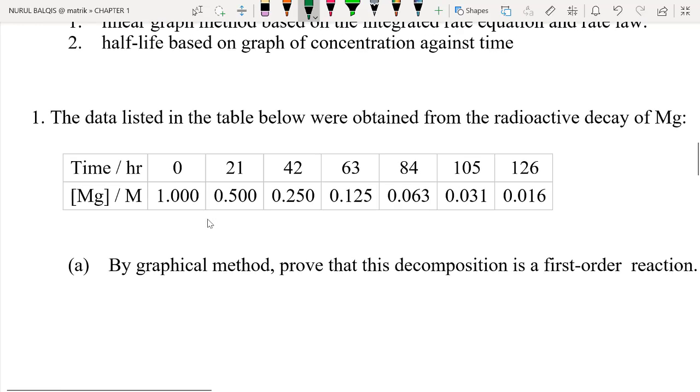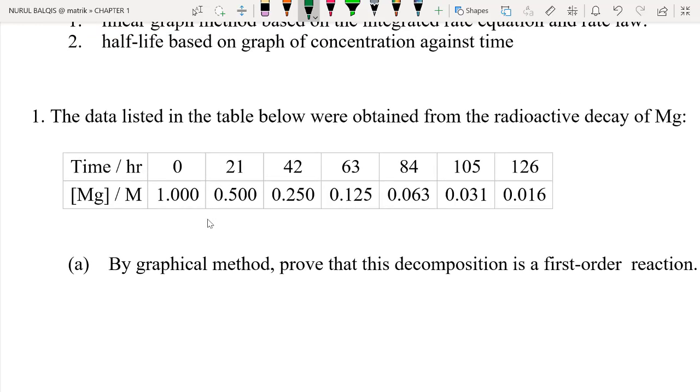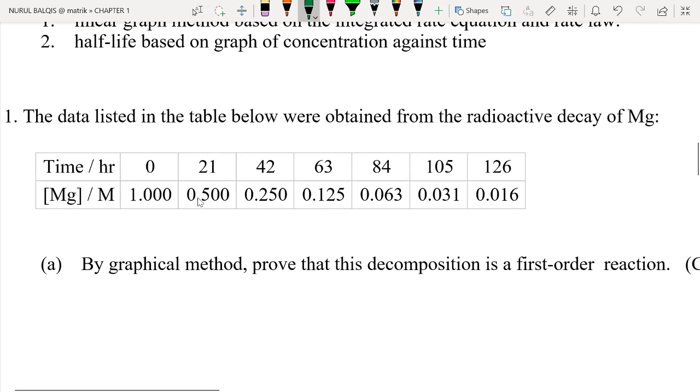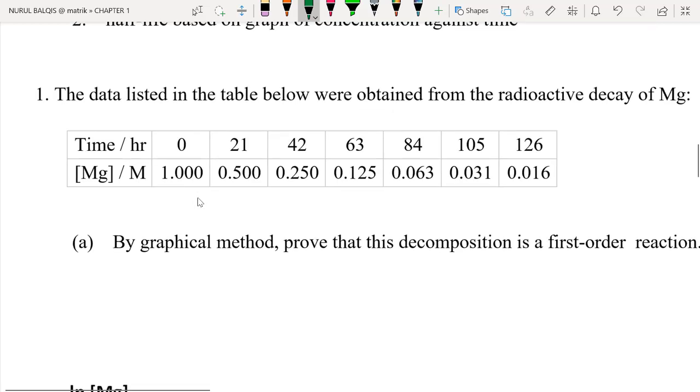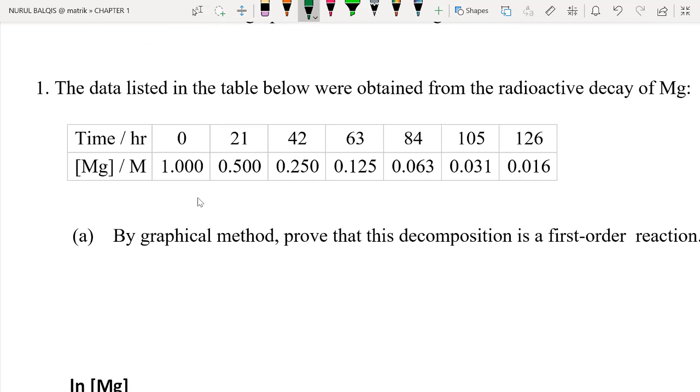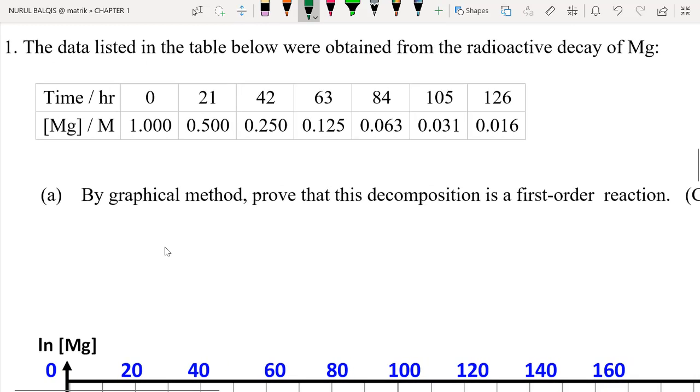Okay, so let's have a look at this question. The data listed in the table below were obtained from the radioactive decay of magnesium. So given to you time in hours and also concentrations of magnesium that is being decayed in molar. So the question asks you by graphical method. Since this question tells you graphical method, so you have two choices actually. You can choose whether you want to use linear or half-life.